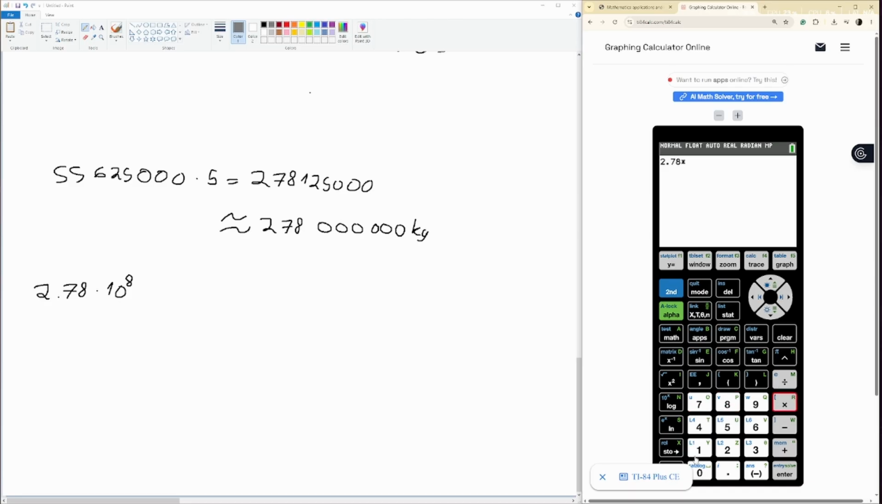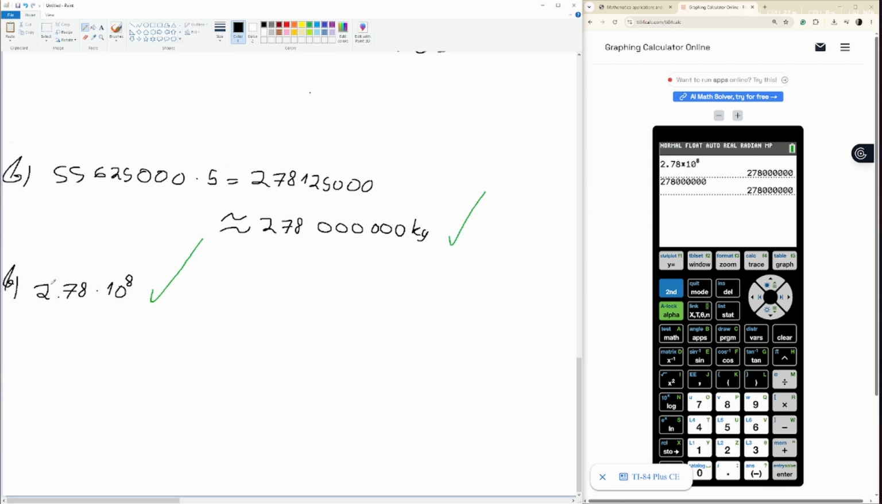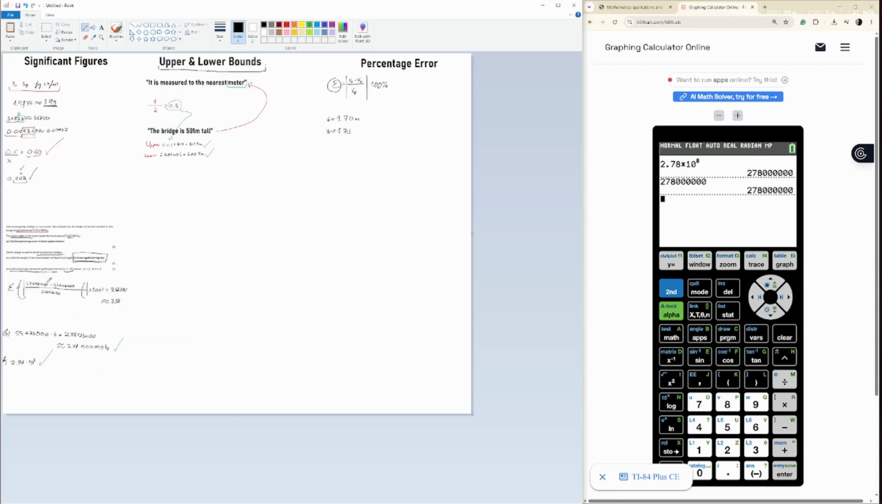Then let's calculate this. 2.78 times 10 to the power of 8, just to make sure. And if we write the number beside it, it should be the exact same, just to make sure that we don't lose any accidental points. And to cover it all up, I'm going to write B here and B here as well. And that's the whole lesson that you should know about approximation. Thank you.